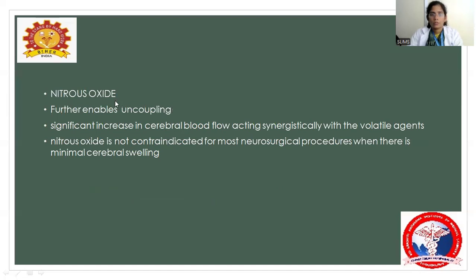So nitrous oxide further enables uncoupling, with significant increase in cerebral blood flow. This acts synergistically with the volatile agents. So nitrous oxide is not commonly used in neurosurgery, but as such, it is not contraindicated for most neurosurgical procedures, and there is minimal cerebral swelling. So if you're expecting a very high amount of swelling, do not use nitrous oxide. Always use air and O2 mixture.